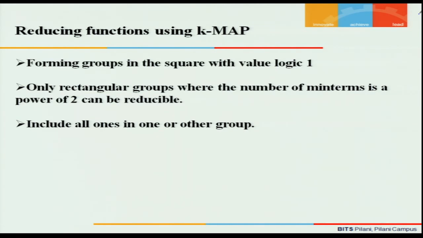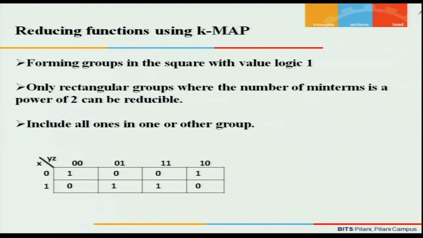Ensure that all the ones in the map are included either in one or the other group. If you follow this while forming the groups, then it will result in a minimal function. So, let us look at the same example, the one we plotted earlier. The input functions are x, y, z and the corresponding outputs are plotted here. We will try to form the groups now.